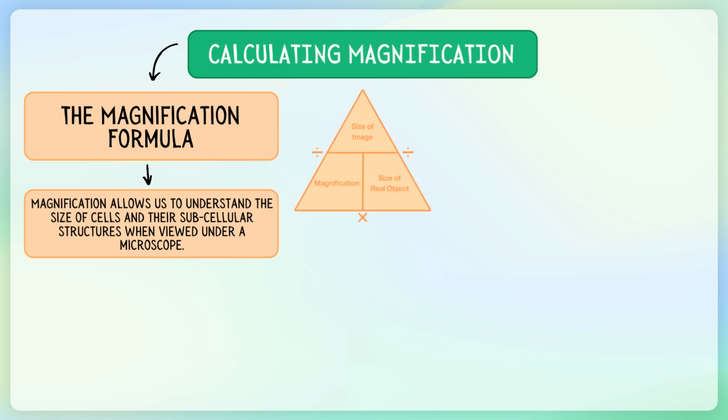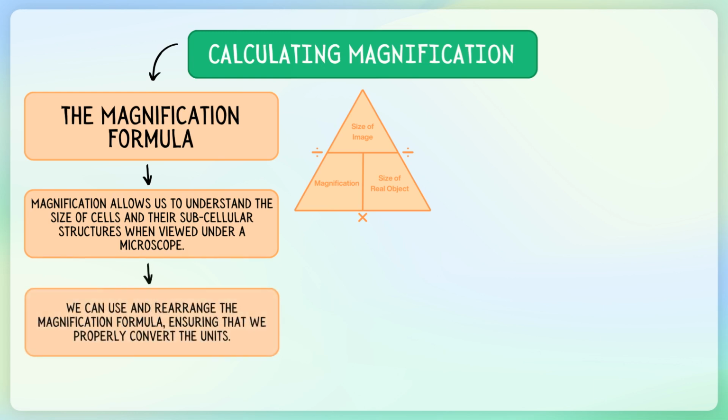We then examined the magnification formula, which is the magnification is equal to the image size divided by the actual size. This formula is crucial for calculating the magnification required to view cell structures clearly under a microscope. We practice using this formula with different examples to ensure that you are comfortable with the calculations.